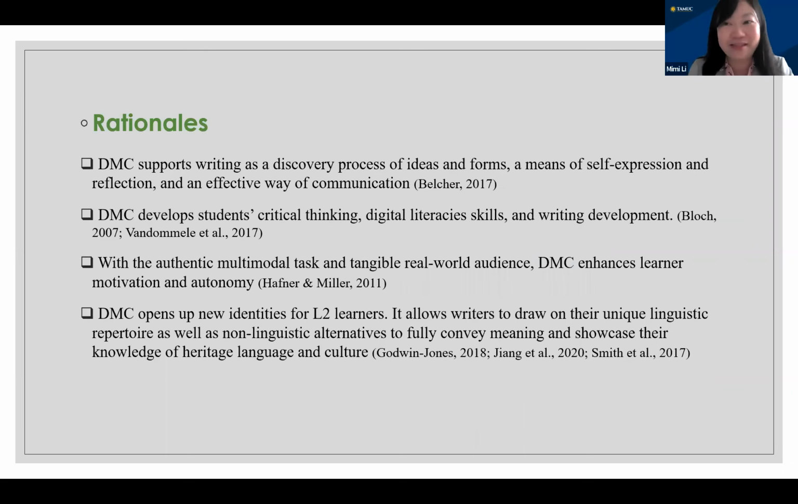Why do we want to implement DMC in our own classes? Here are some rationales. Firstly, DMC supports writing as a discovery process of the ideas and more forms, and it is a means of self-expression and reflection for the students. Also, it is an effective way of communication. DMC develops students' critical thinking skills, digital literacy skills, and facilitates writing development.